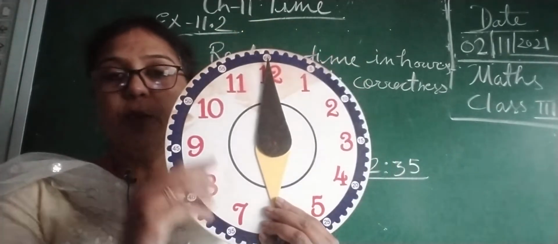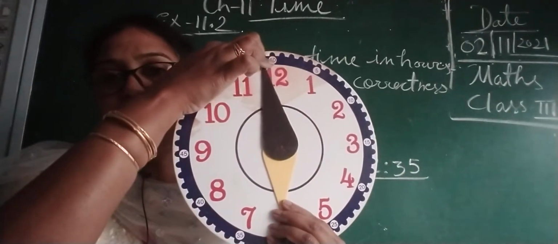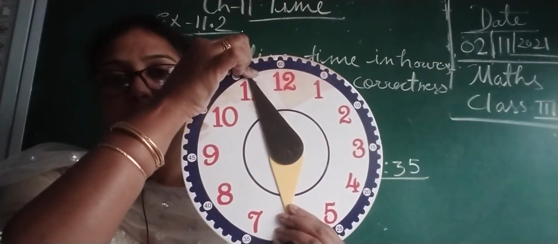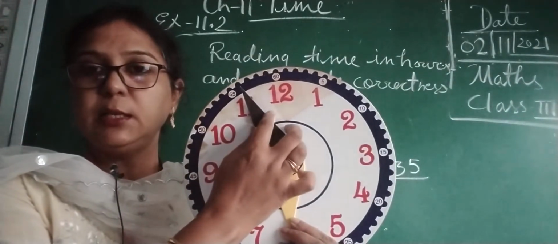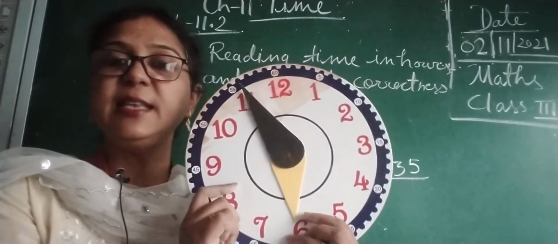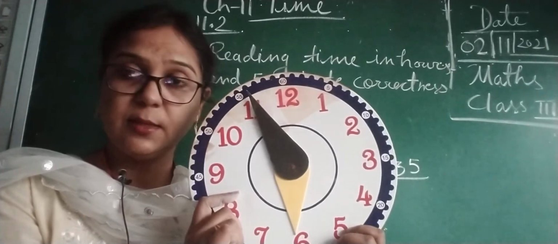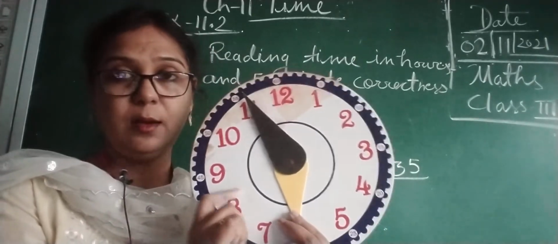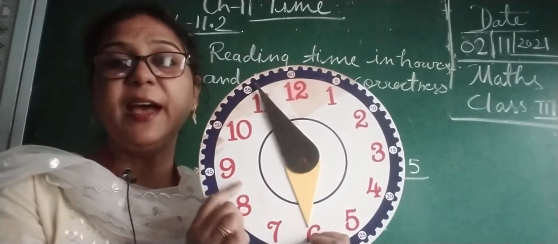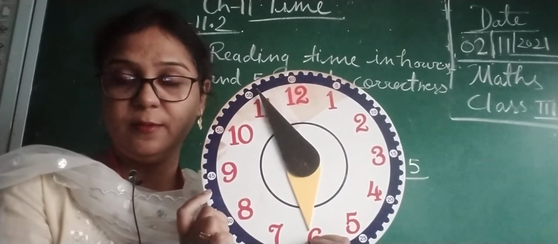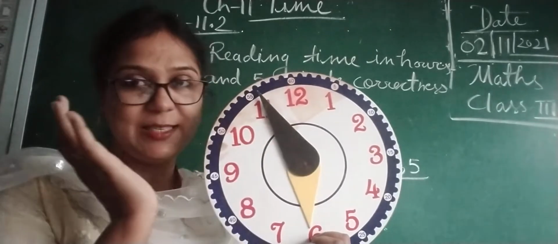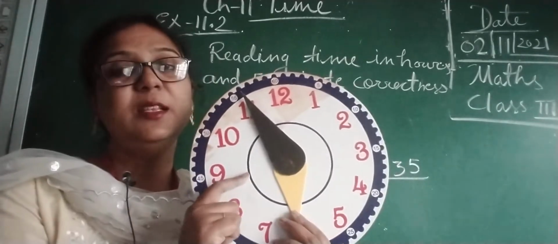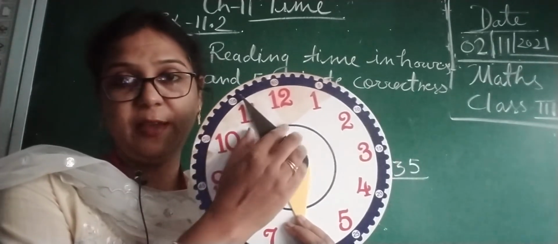Suppose your minute hand is moving over here, so what can you call this? This is 5 minutes left to become 6, okay? Or it means this is 5:55, okay? Because 5 minutes are left to become 6. So that is why this is called 5:55.